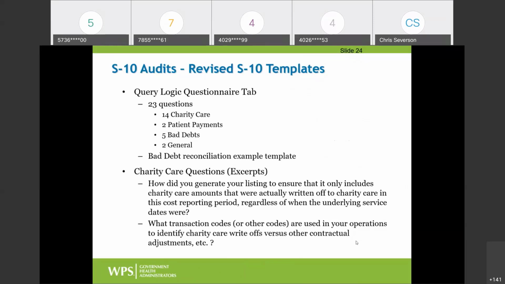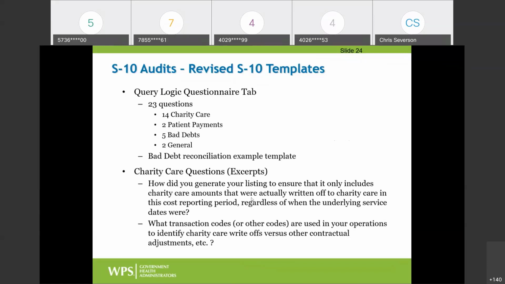This just breaks down that query logic questionnaire tab, 23 questions. Again, it is optional. It's not a required thing at this point. We hope it helps you. And if you don't answer the questions this way, they're probably going to be sent by the auditor throughout their audit anyways in some form or fashion. So this just puts them all in one quick and easy document to respond to.